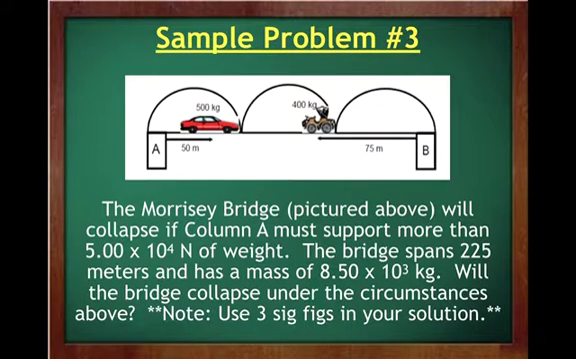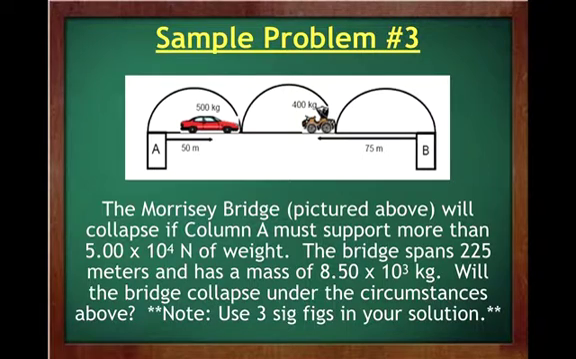All right, so sample problem number 3. Here we have the Morrissey Bridge, which is pictured above, will collapse if column A must support more than 5.00 times 10 to the 4 newtons of weight. The bridge spans 225 meters and has a mass of 8.5 times 10 cubed kilograms. Okay, that's the entire mass of the bridge. Will the bridge collapse under the circumstances?